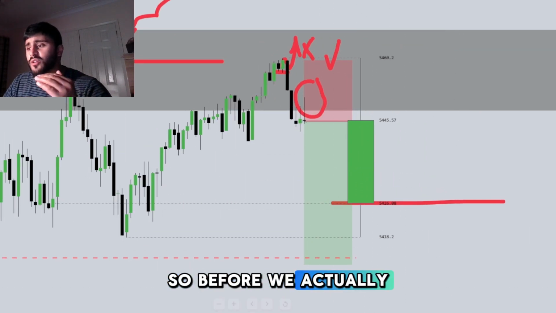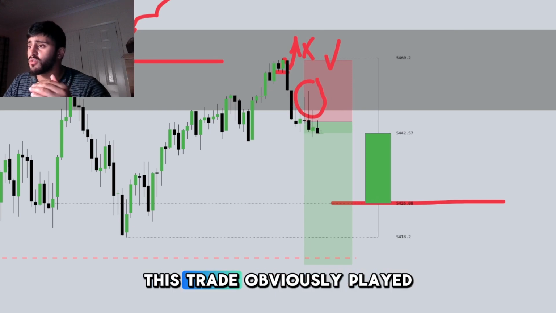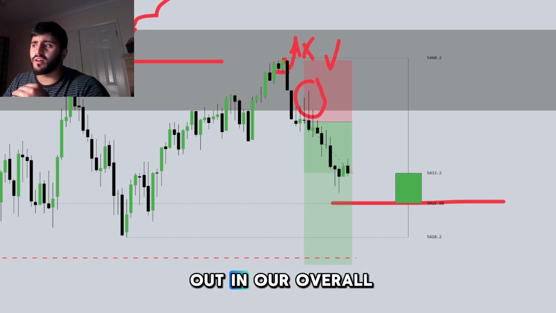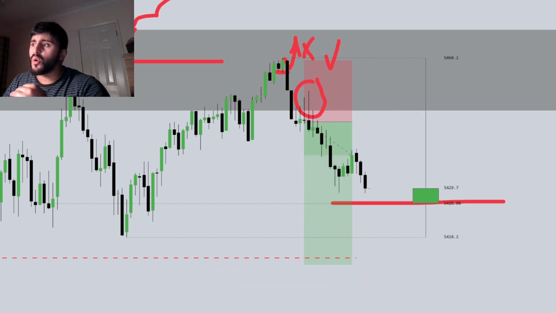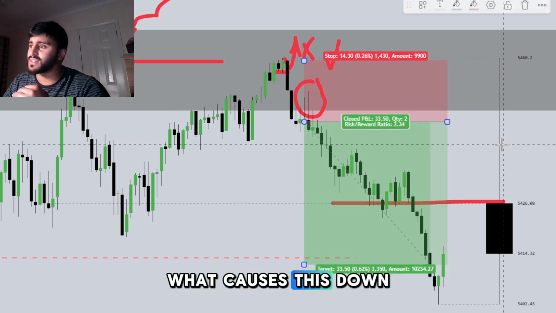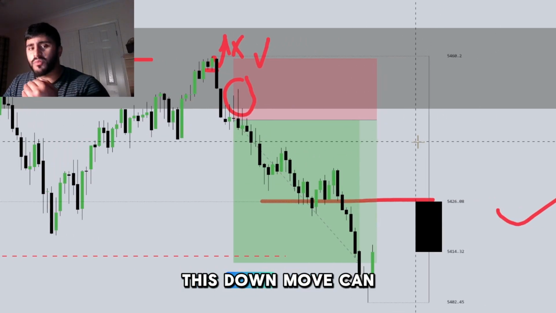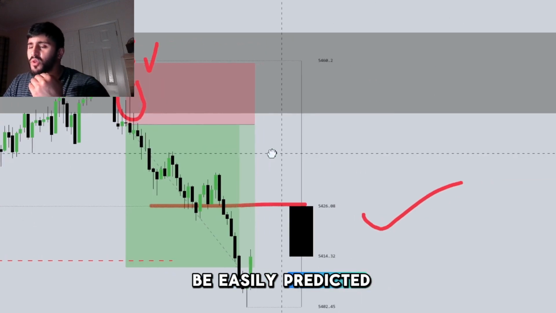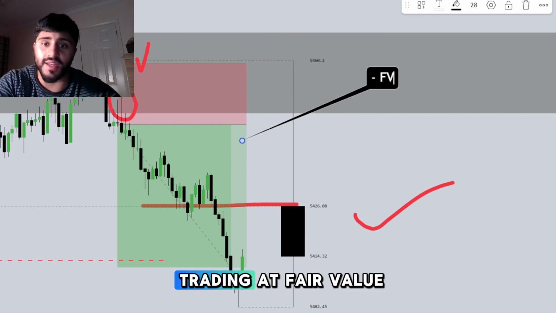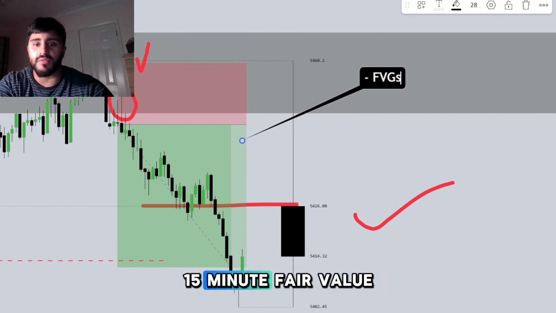So before we actually go on and see how this trade played out, right? This trade obviously played out. We had a bit of squeaky bum time, but the market played out in our overall direction. So you want to ask yourself, what causes the market to move up and down in the first place, right? What causes this down move? This down move can be easily predicted when you use the three following concepts, right? You need to be trading at fair value gaps, 15-minute fair value gaps.